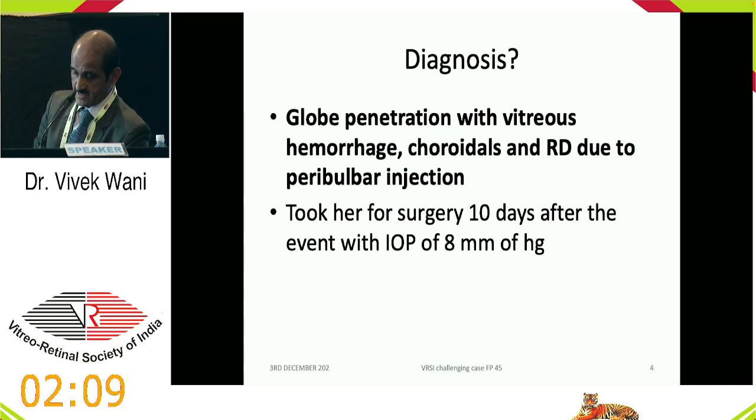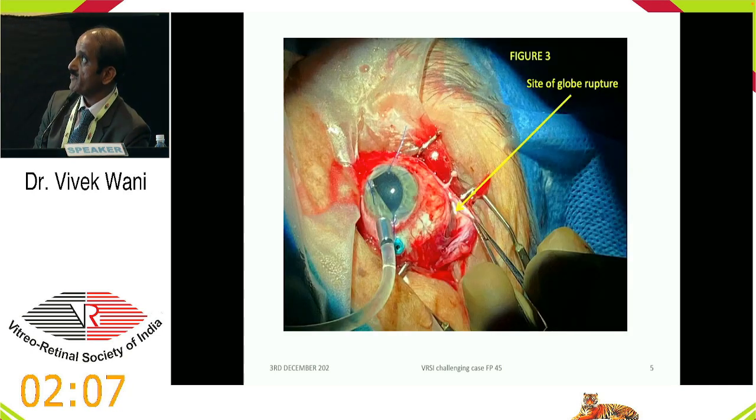So we took her to surgery after 10 days. Our video was not working, so these are the pictures. We did an uneventful phaco, and after that we noticed hypotony. So we explored the globe and we found a limbus parallel 6 millimeter scleral perforation, a scleral wound about 8 millimeter posterior to the limbus.